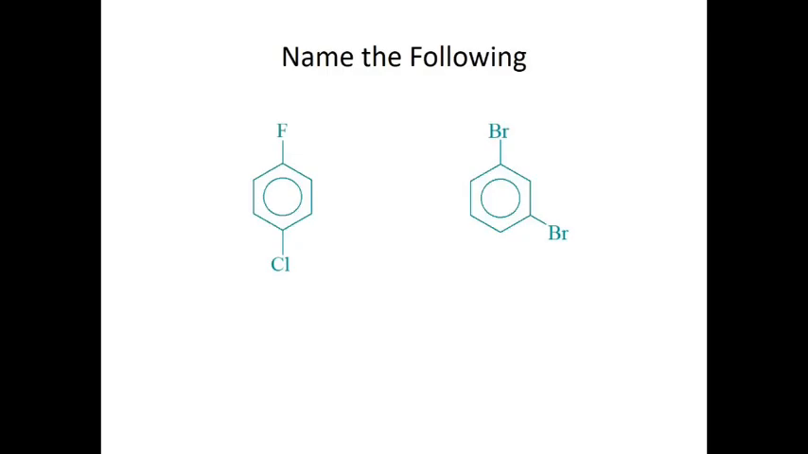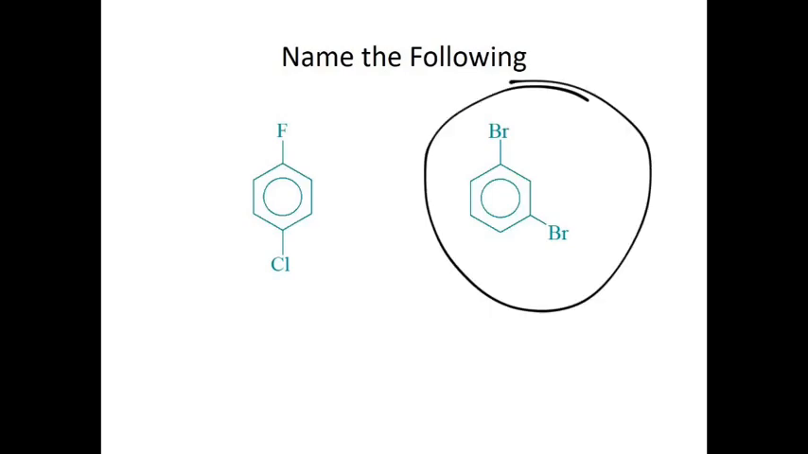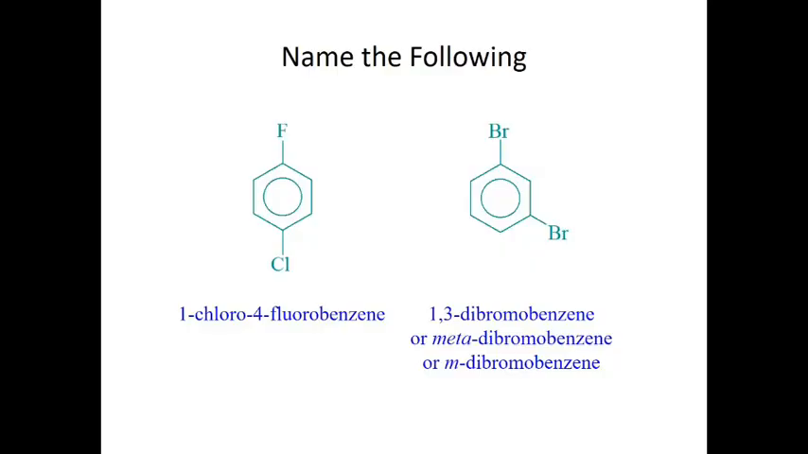All right, how do we name this thing? Para-chlorofluorobenzene, you could call it. Or you could call it 1-chloro, 4-fluorobenzene. Or what do you call the one on the right? This guy. You could call it meta-dibromobenzene. Or you could call it 1,3-dibromobenzene. So all cool things there.